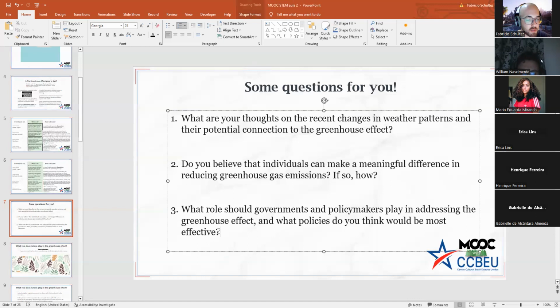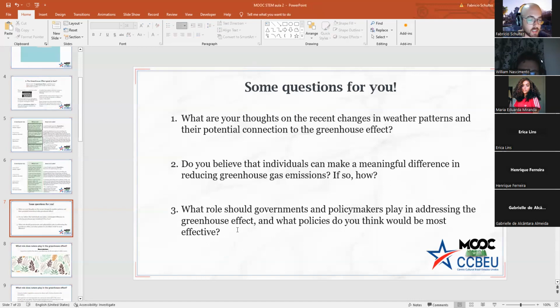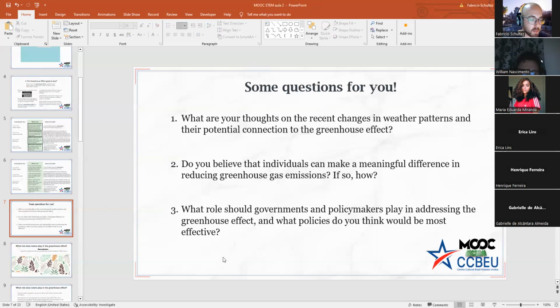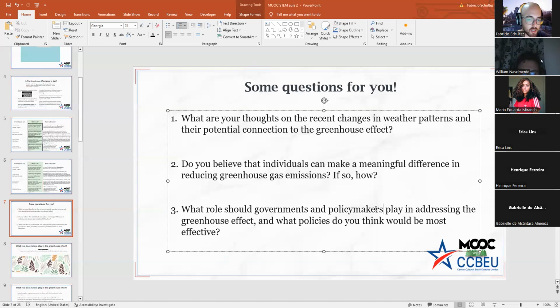And the final question for you, because I know you guys have to go. What role, qual papel, tá? Role é papel. Não papel de paper, papel como em teatro, né? É o papel. Then, what role should governments and policymakers, so governors and presidents and stuff, play in addressing the greenhouse effect? And what policies or what laws, quais leis, do you think would be the most effective? Tell me more.